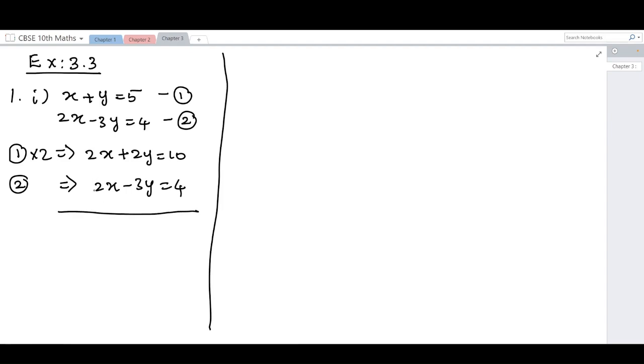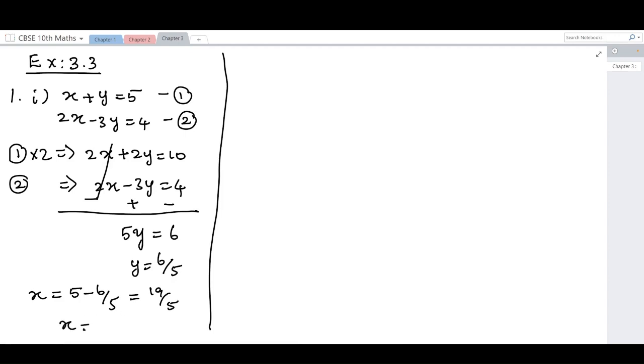If you subtract the second equation from the first equation, the variable x will get eliminated and we will be resulted with 5y equal to 6. So y equal to 6 by 5. If you substitute this y value in the first equation, you will get x equal to 5 minus 6 by 5, which is equal to 19 by 5. Thus, we have obtained the values of the unknowns x and y to be 19 by 5 and 6 by 5. Now we are going to solve the same problem by substitution method.